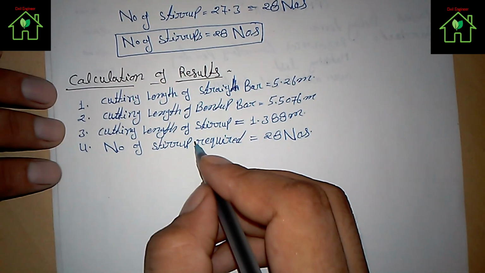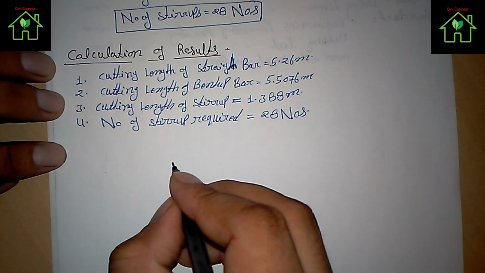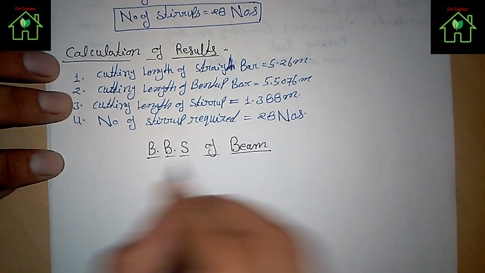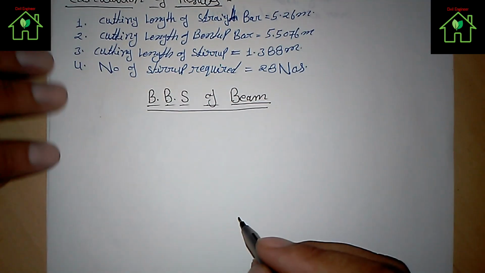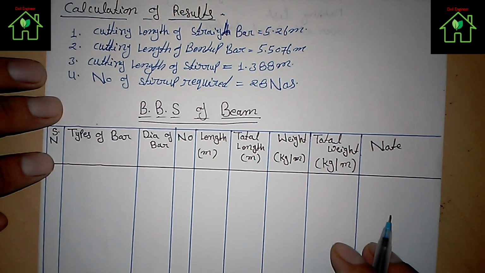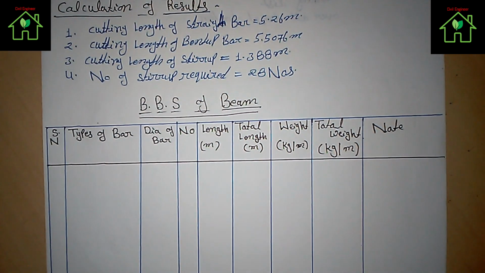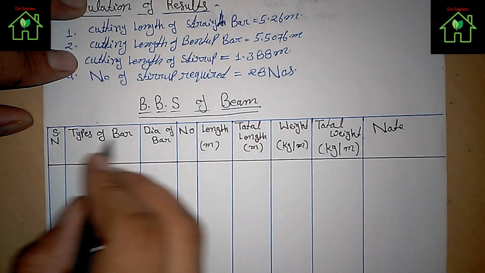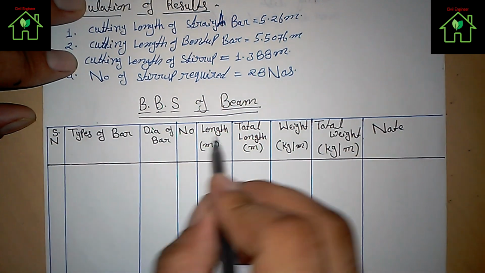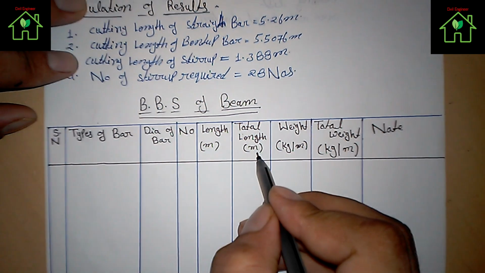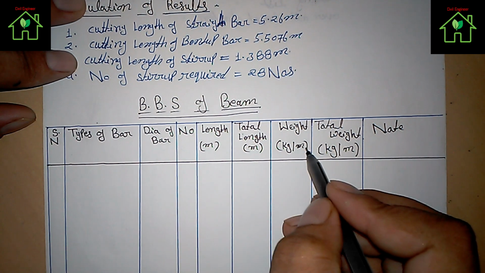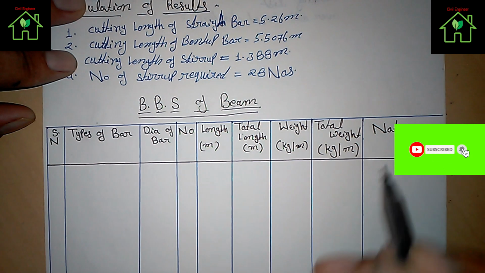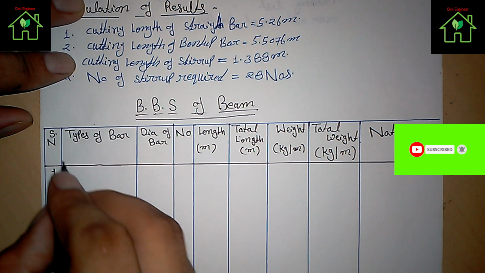So here we will go for the bar bending schedule of beam, BBS of beam. So I am making the table. We have the table of BBS of beam. Here we will calculate the value of every bar. First of all, we have the type of bar, dia of bar, number, length in meter, total length in meter, weight in kilogram per meter, total weight in kilogram. First is main bars.